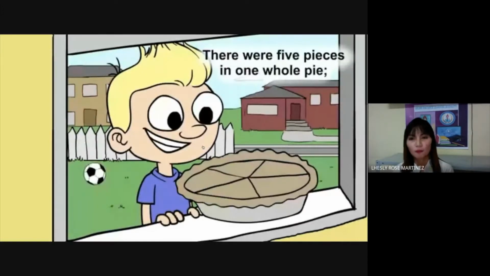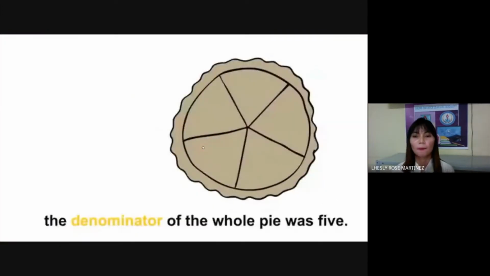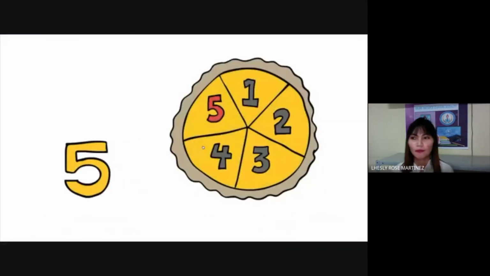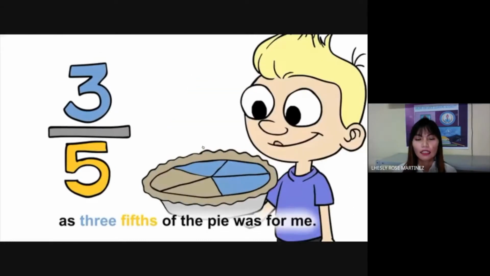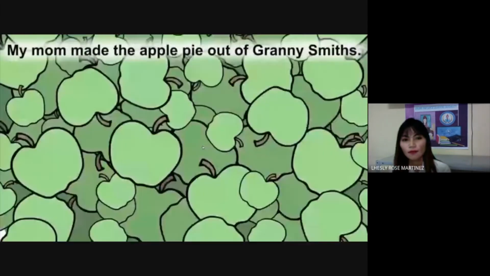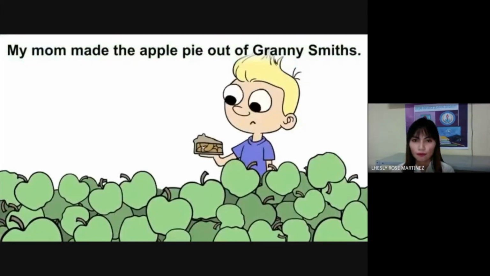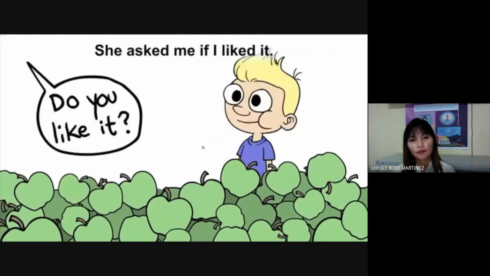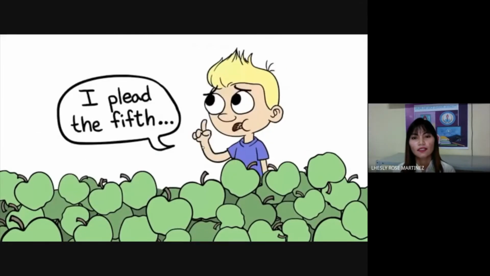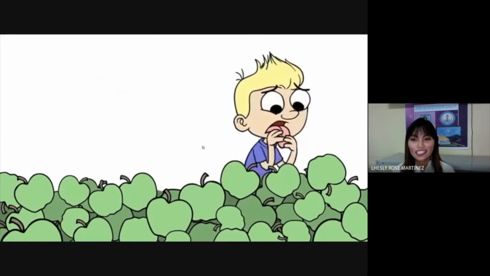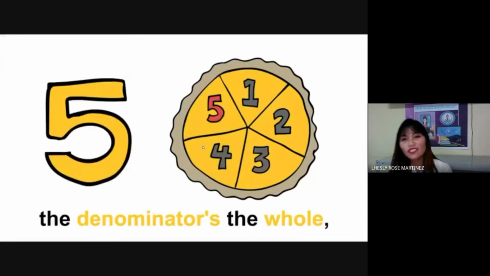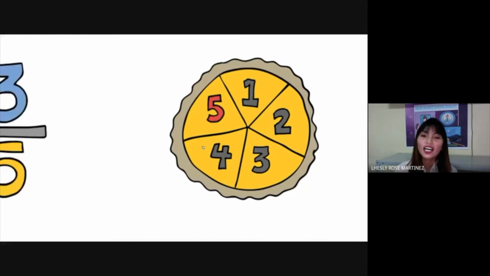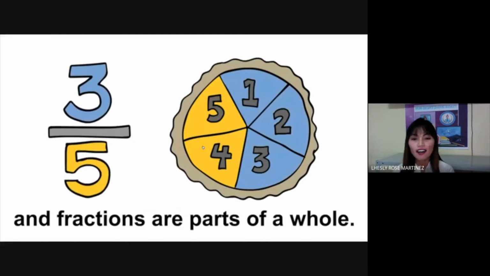There were 5 pieces in one whole pie. The denominator of the whole pie was 5. The numerator of my part was 3, as 3/5 of the pie was for me. My mom made the apple pie out of Granny Smith's. She asked me if I liked it. I said, I plead the fifth. Okay, let's sing. The numerator is the part, the denominator is the whole, and fractions are parts of a whole.